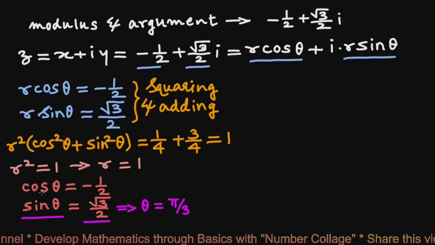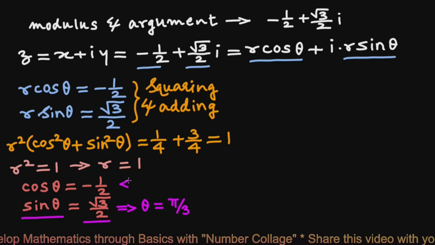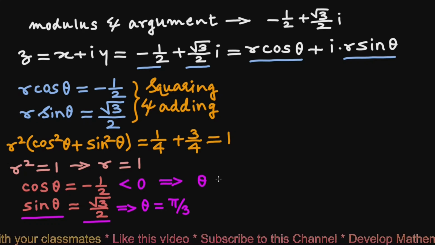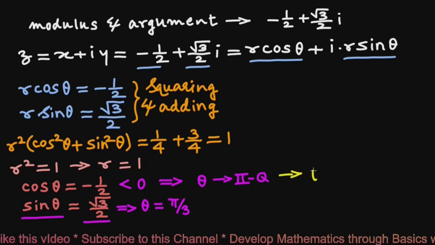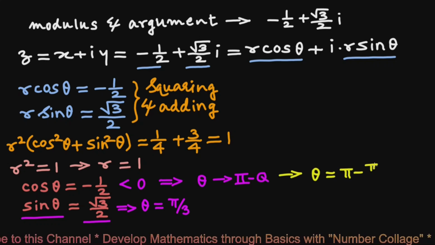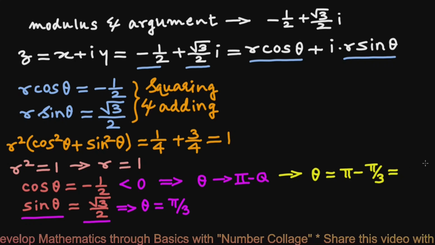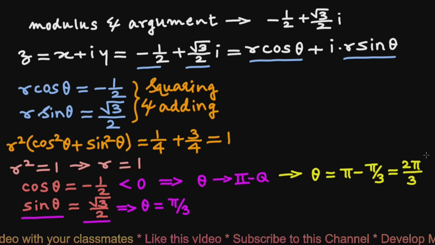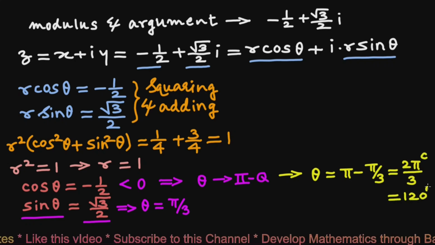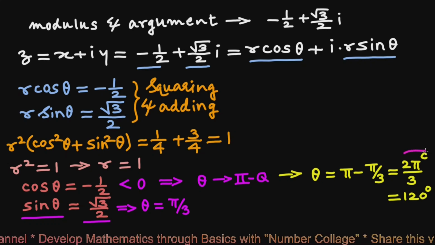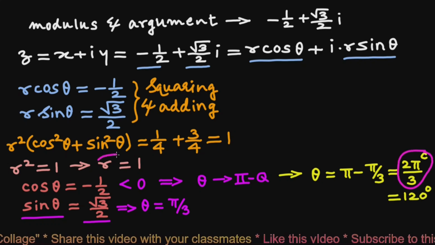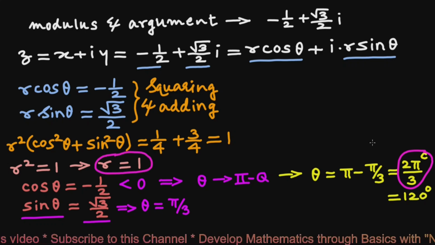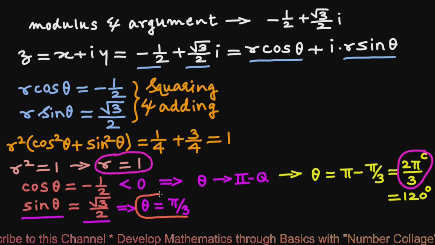And since cos theta is negative, theta lies in the second quadrant. So theta will be pi minus pi by 3 equals 3 pi minus pi, 2 pi by 3 radians or 120 degrees. So we have principal value of theta 2 pi by 3 radians, modulus r equals 1 and argument of z pi by 3.